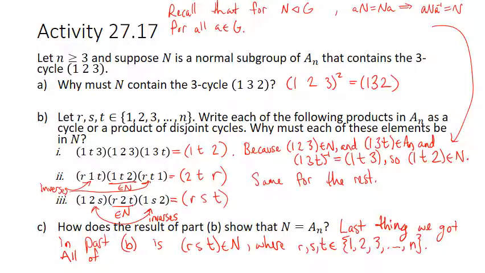Let me see if I can just summarize that last part. AN can be written as products of 3 cycles. Right, so N is containing all of the 3 cycles, and all of AN are products of 3 cycles. Yeah, so all of AN is products of elements that are in capital N, and that means that all of AN is in capital N.